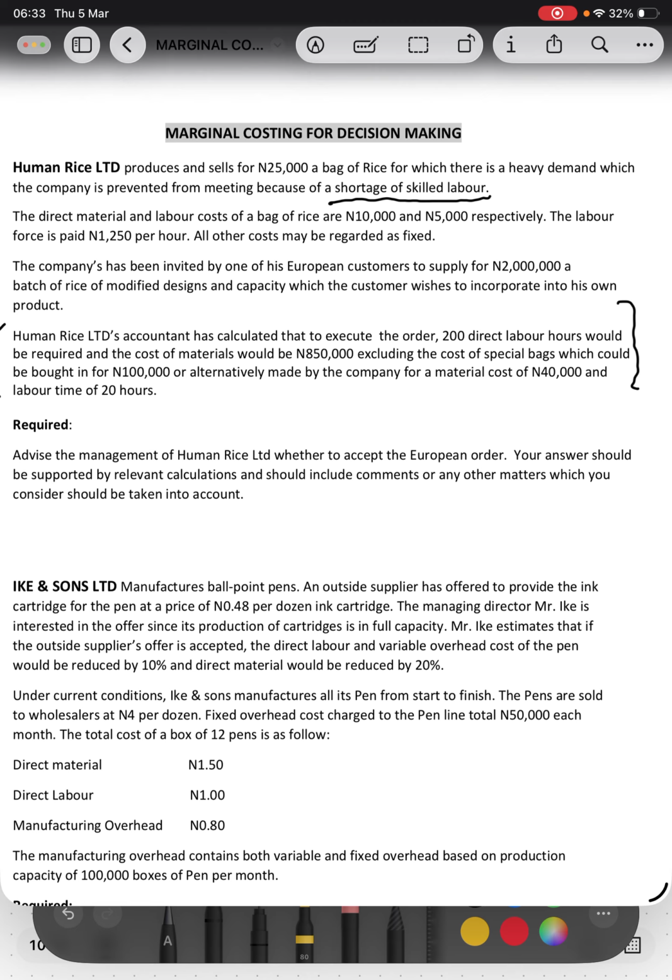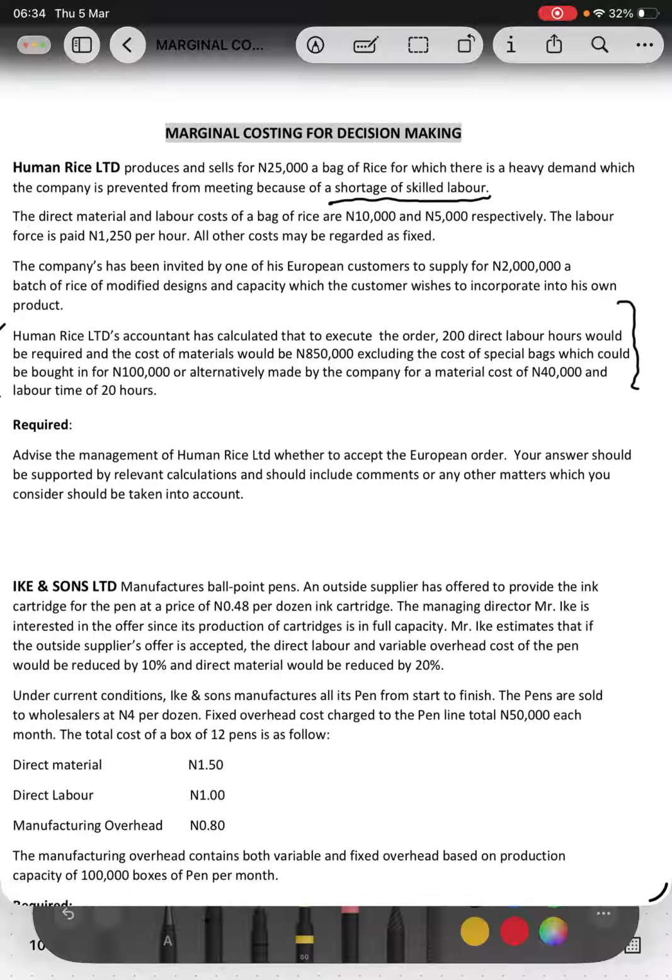So this company normally sells bags of rice. So they are not able to meet demand in the market because they don't have enough labor. Now, direct material and labor cost of bags have been given to us as 10,000 naira and 5,000 naira respectively. That's cost for a bag. So the labor force is normally paid 1,250 per hour. All other costs may be regarded as fixed.